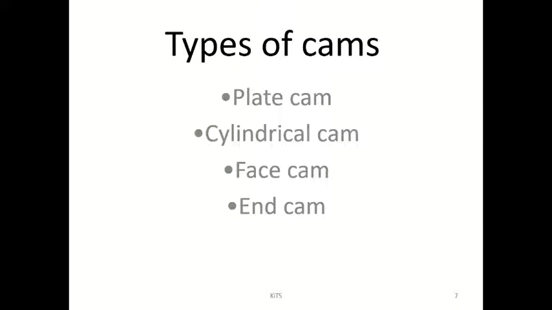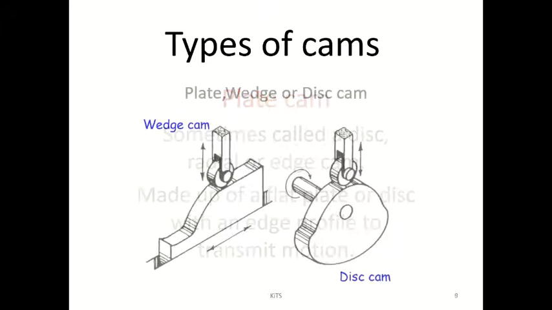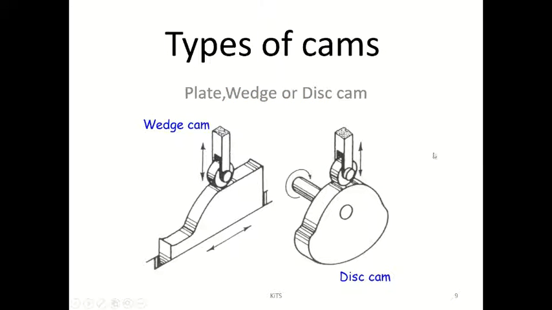First let us see the types of cam, then the types of followers. There are many kinds of cams, but we are going to see a few examples: plate cam, cylindrical cam, face cam, end cam. First let us see the plate cam. Plate cam means the structure will look like a disc. This portion is called the plate cam. It looks like a disc.